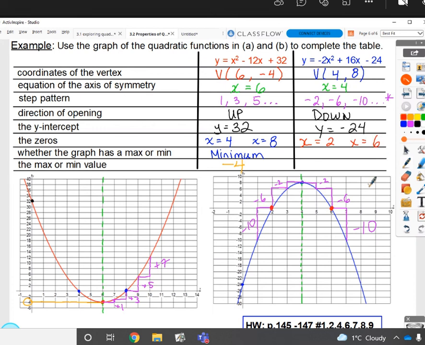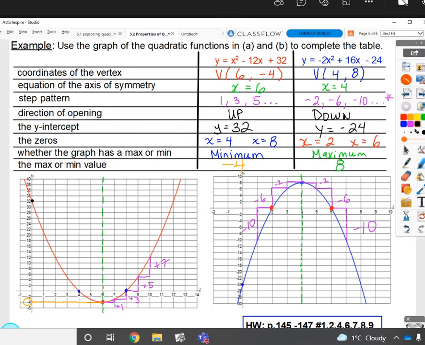Max or min. This is a maximum. And without looking at the graph, what's the maximum value? +8? Hey, you're good. +8.